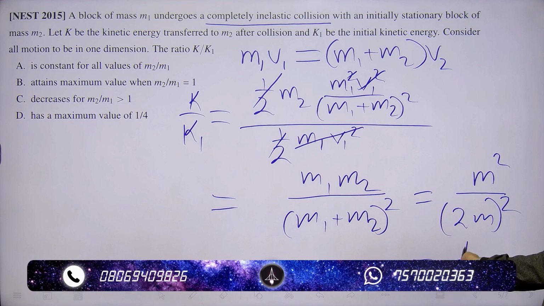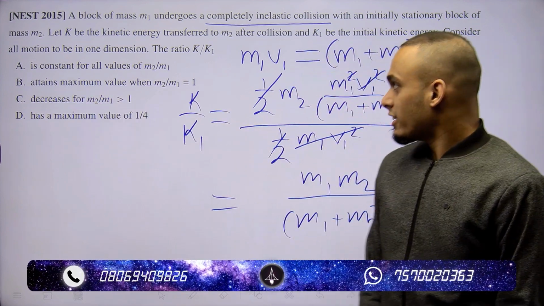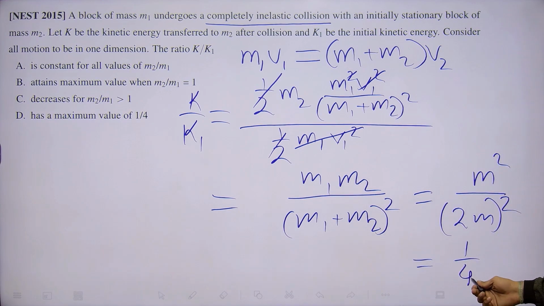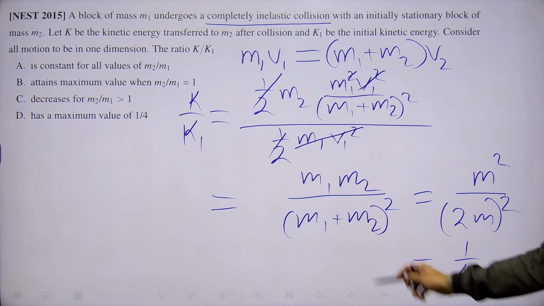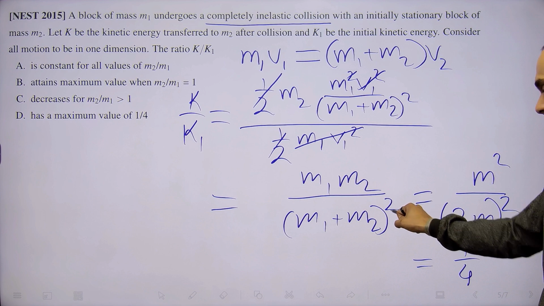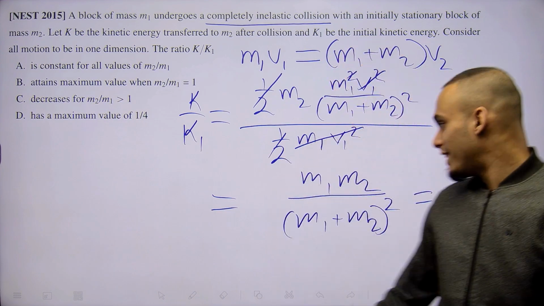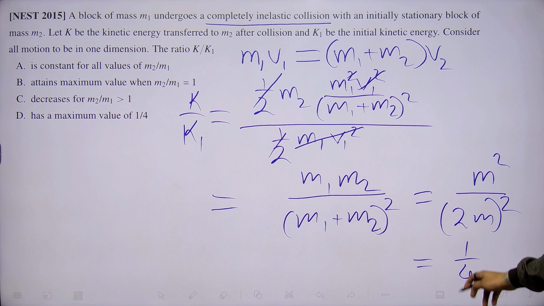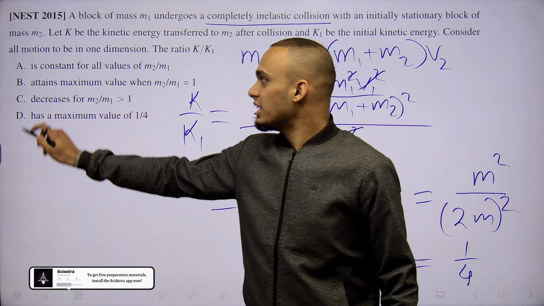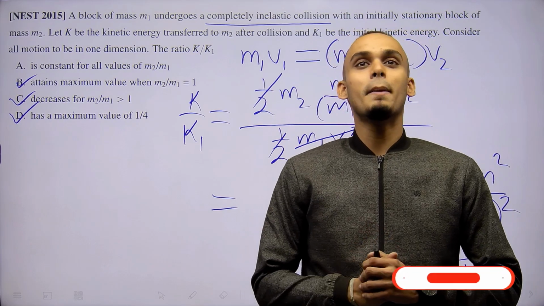Now since the maximum value is attained for m1 equal to m2, option B is correct, and as we increase the value of m2 considering m1, the value of this expression should decrease because m2 is in the denominator with a second power. So option C is also correct, and we have found out the maximum value is of course 1 over 4, so option D is also correct. B, C and D are all correct in this multi-valued question.